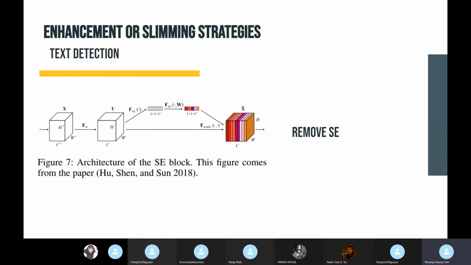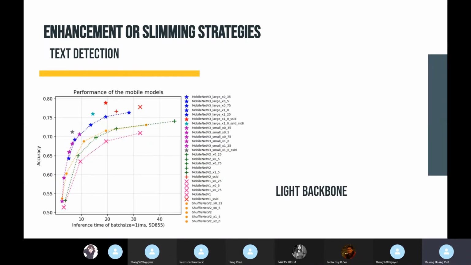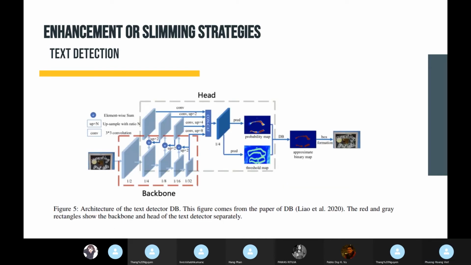The third strategy is remove SE. Wait a second. Can you go back a slide? This or this? One more slide. This is after we have concatenated all the features that we got, right?